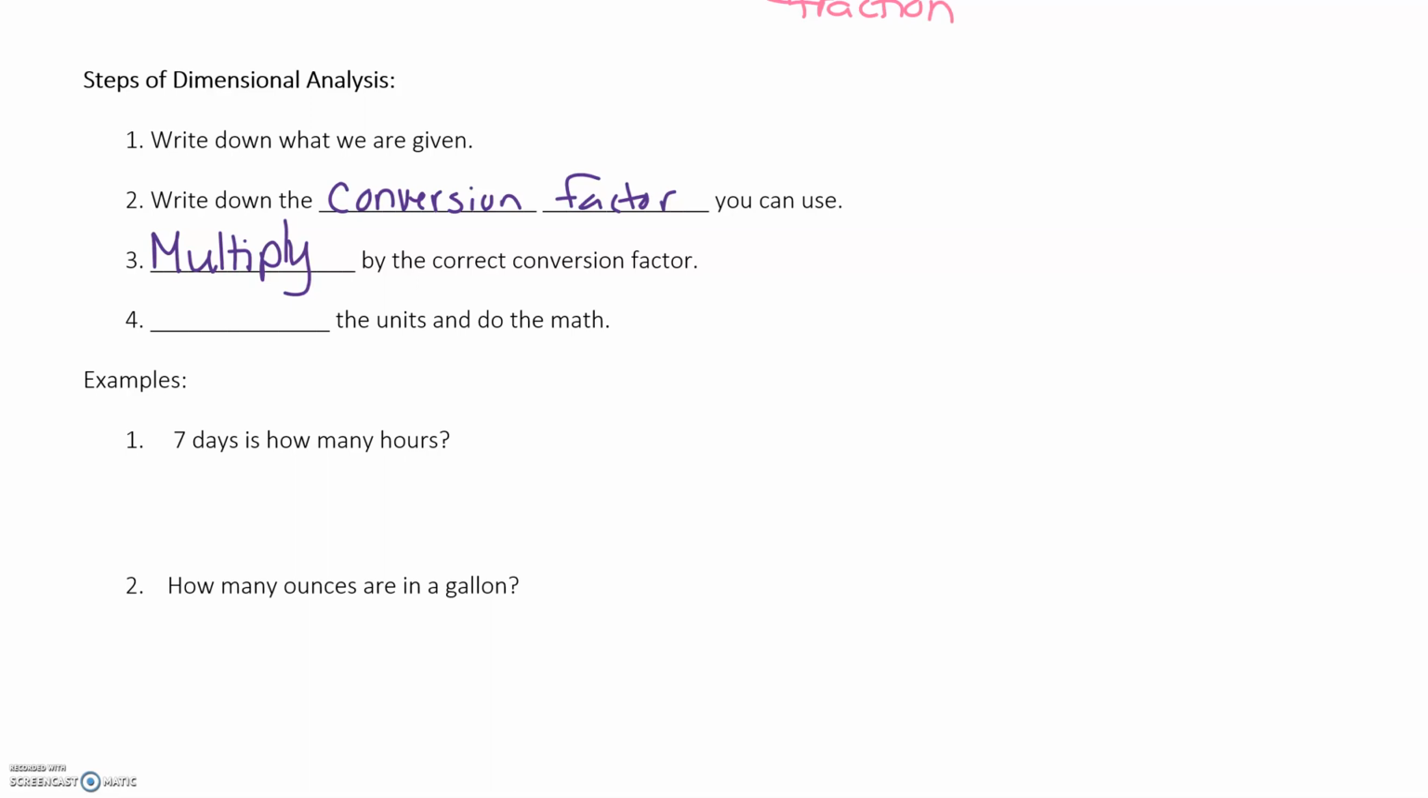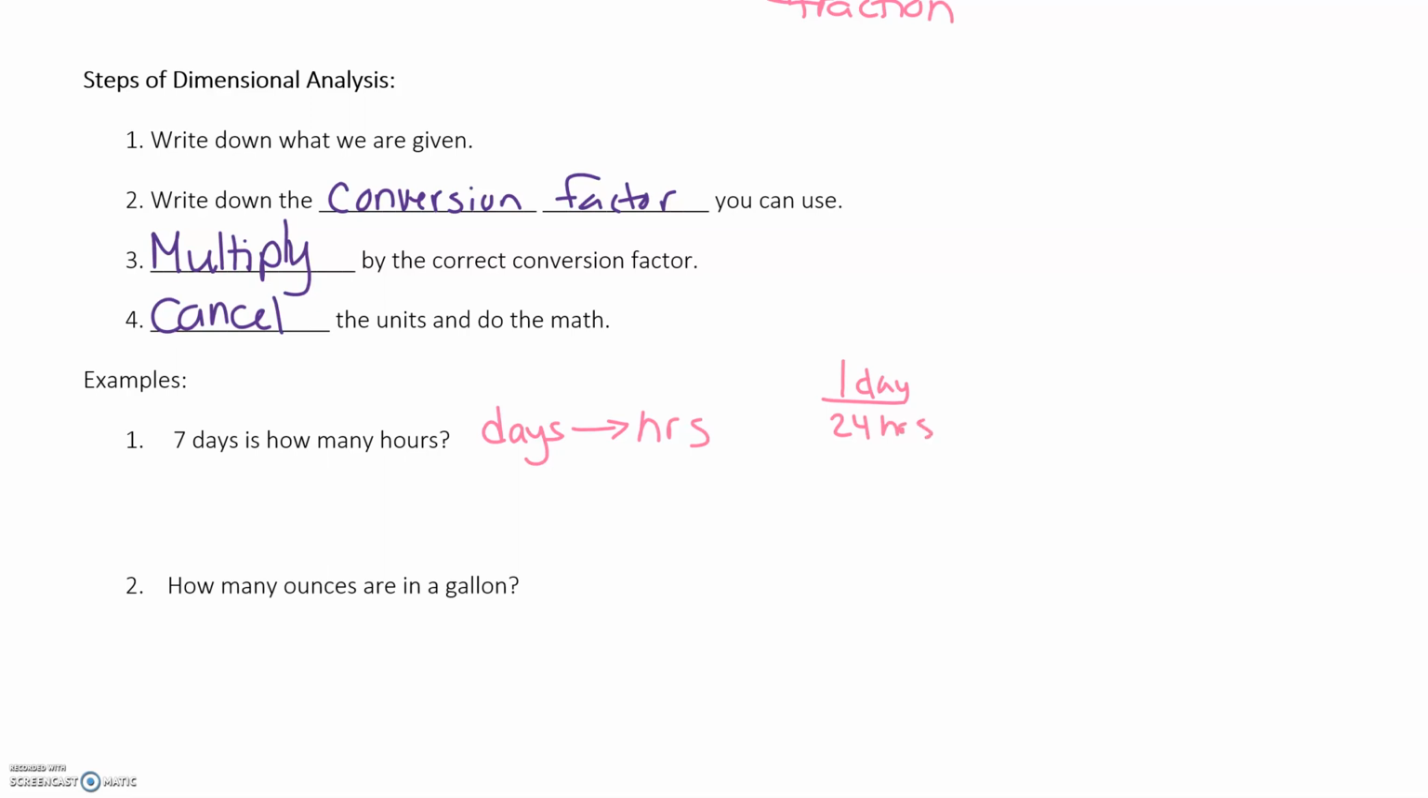Then the last part that we get to do is really fun. We get to cancel the units and do the math. So let's look at what that looks like for something that's pretty easy that we could figure out without doing these steps. So 7 days is how many hours? Right off the bat, we know we need to go from days to hours. Well, we already know something of a relationship between days and hours. So hopefully in your head, you're already telling yourself that you know that 1 day is 24 hours.